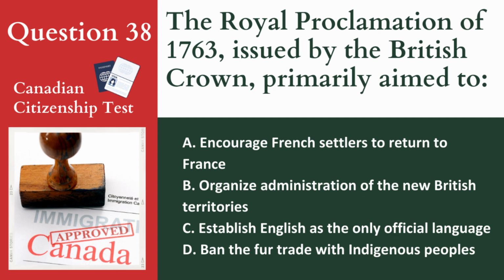Question 38. The Royal Proclamation of 1763, issued by the British Crown, primarily aimed to A. Encourage French settlers to return to France. B. Organize administration of the new British territories. C. Establish English as the only official language. D. Ban the fur trade with indigenous peoples. Answer B. Organize administration of the new British territories. The Royal Proclamation of 1763 laid the foundation for the administration of the newly acquired territory after the fall of New France and established protocols for new settlements and trade with indigenous peoples.